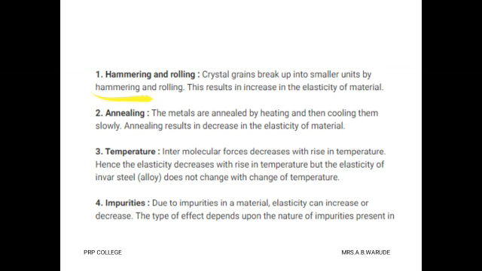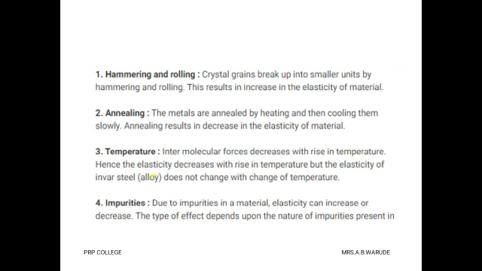First is hammering and rolling. As we know, crystal grains break up into smaller units by hammering and rolling, and this results in an increase in the elasticity of the material. Second, we have already seen annealing. Metals are annealed by heating and then cooling them slowly. Annealing results in a decrease in the elasticity of the material.